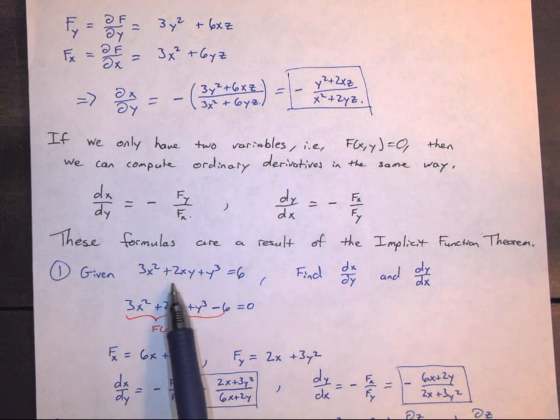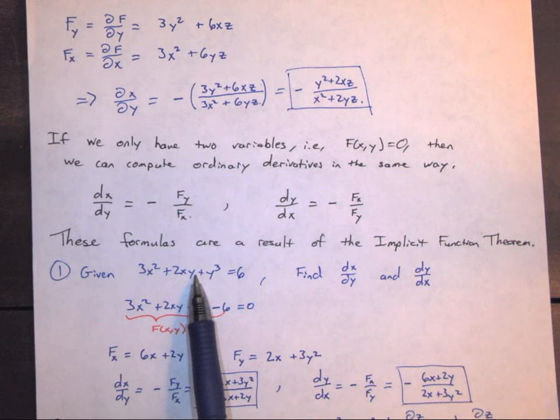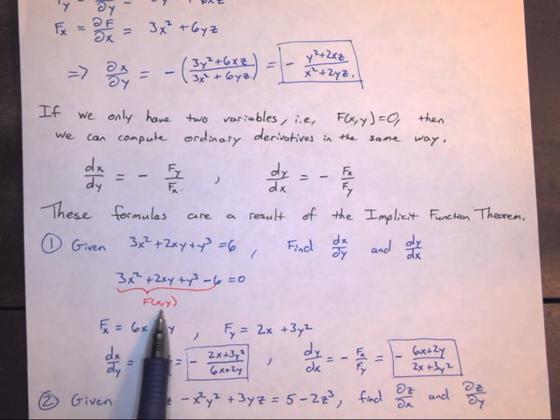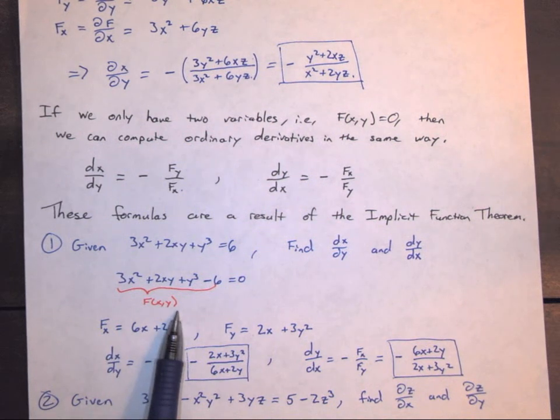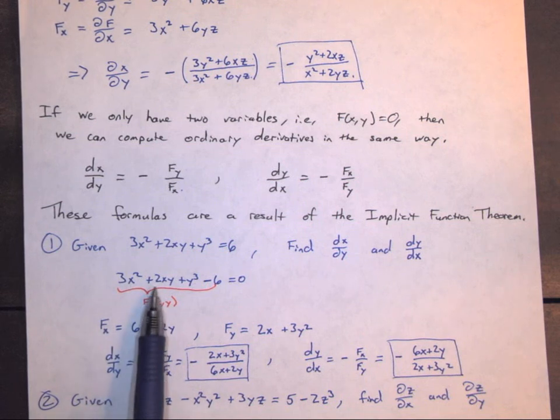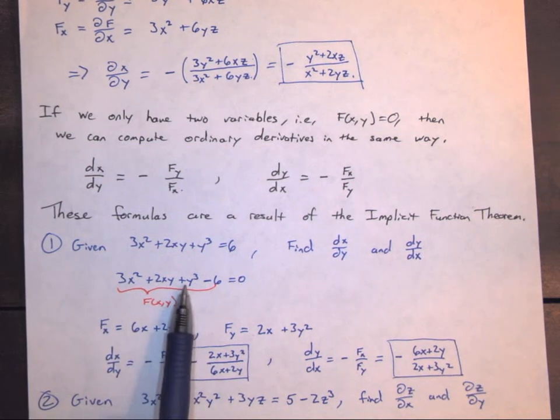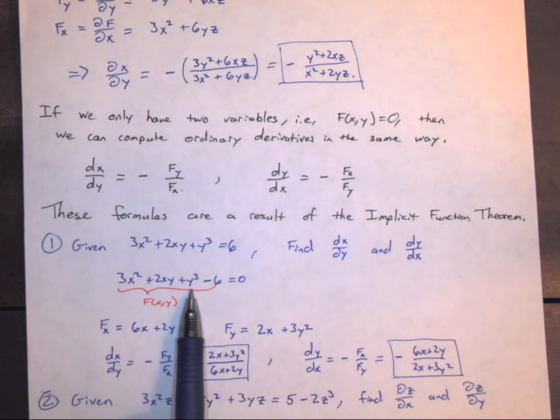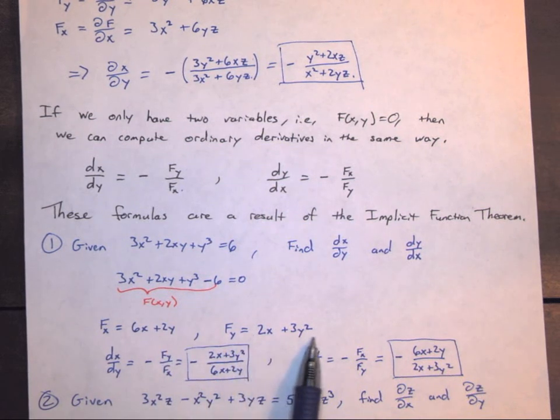That's going to be very difficult to do because of this term 2xy. So instead, we can use these formulas from the implicit function theorem. Get everything on one side of the equal sign, so this is going to be my capital F, and now I start taking partial derivatives of this capital F. So if I take the derivative with respect to x, this becomes 6x, this becomes 2y, these both become 0. I take the partial derivative with respect to y, this is 0, this is 2x, this is 3y squared, this is 0. So I get that partial derivative.